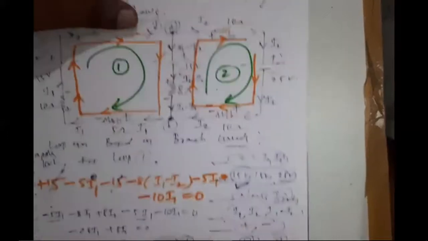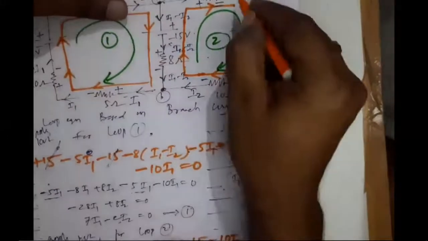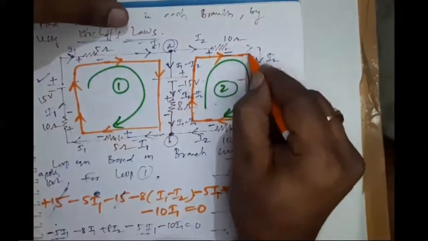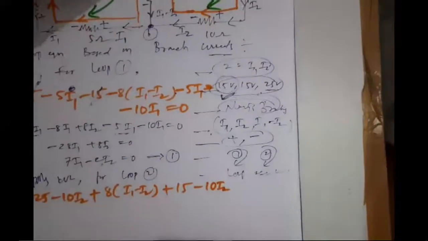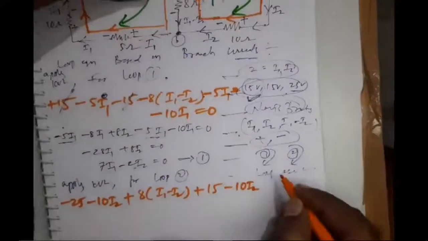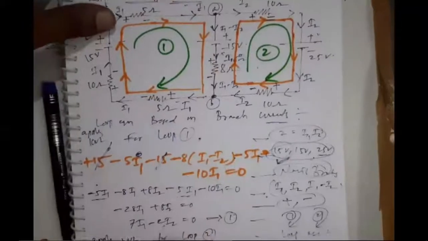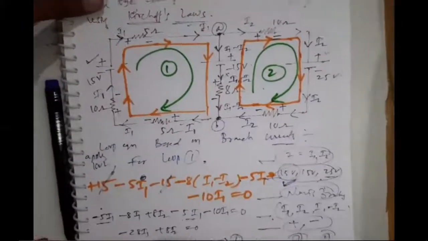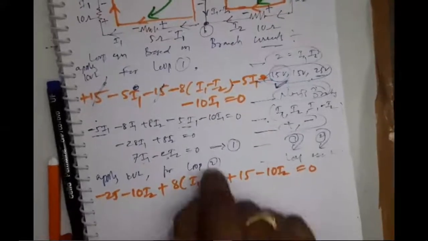How much voltage drop? 10 into I2. Right, 10 into I2. Complete this cycle by connecting this line. Right. So I hope you guys are clear about the writing of these equations, and you know how to frame this equation. Simple if you understand the rules. Otherwise you will get confused and make a lot of mistakes, mistakes on the signs only.